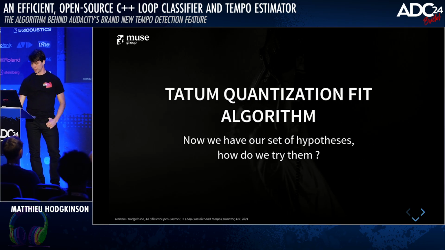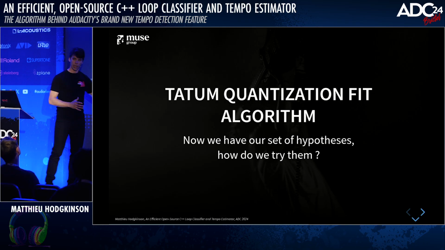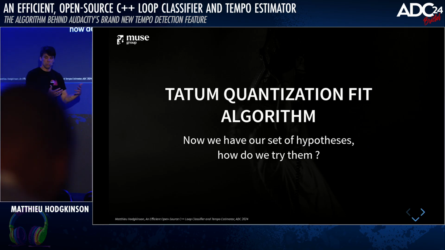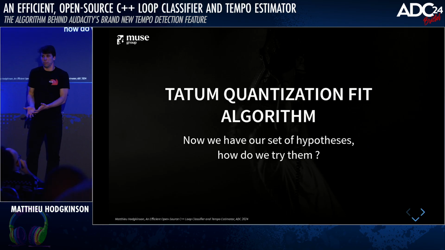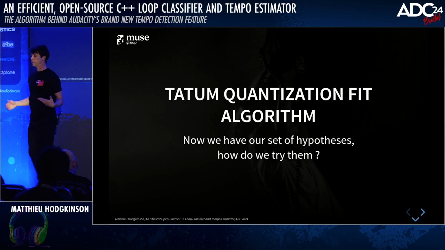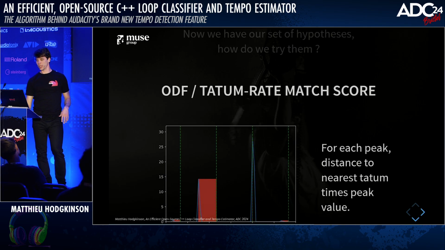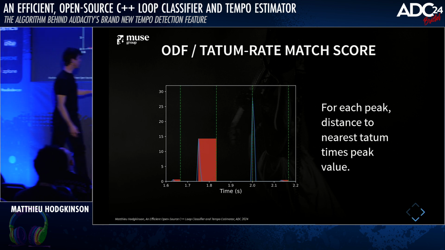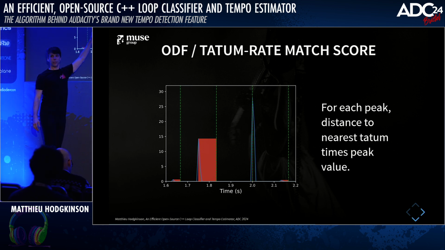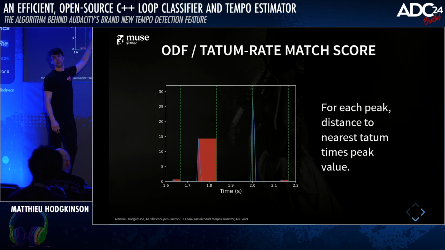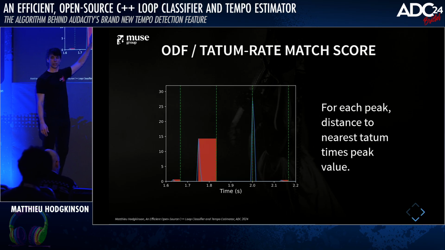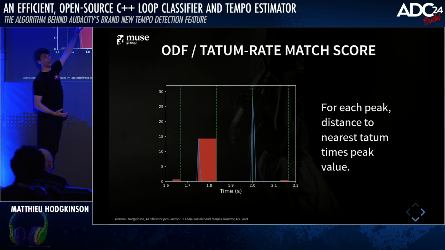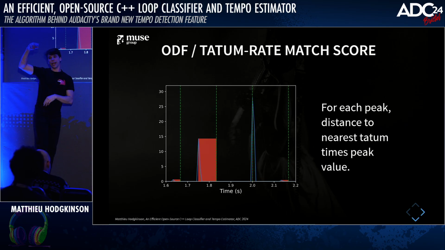All right. And now that we have our hypothesis, how do we see which one matches best with the ODF that we have? This is what we are going to look at now. We basically draw the tatum grid, and for each peak of the ODF, we take the normalized distance to the closest tatum. So here, it's actually a distance of 1, because it's right between 2 tatums. And it is weighted as well by the height of the peak.